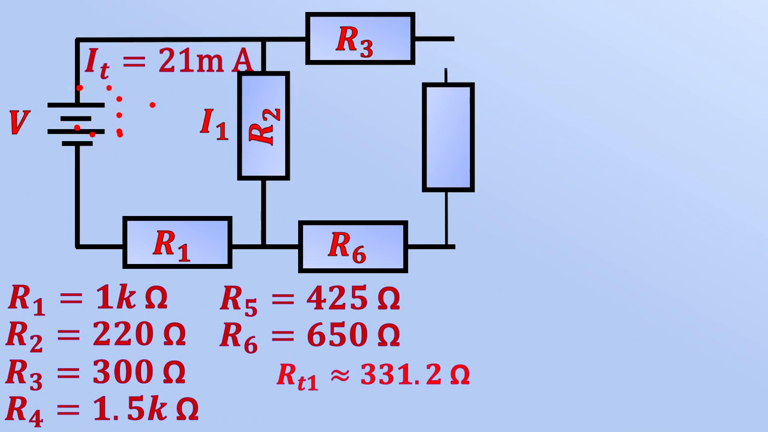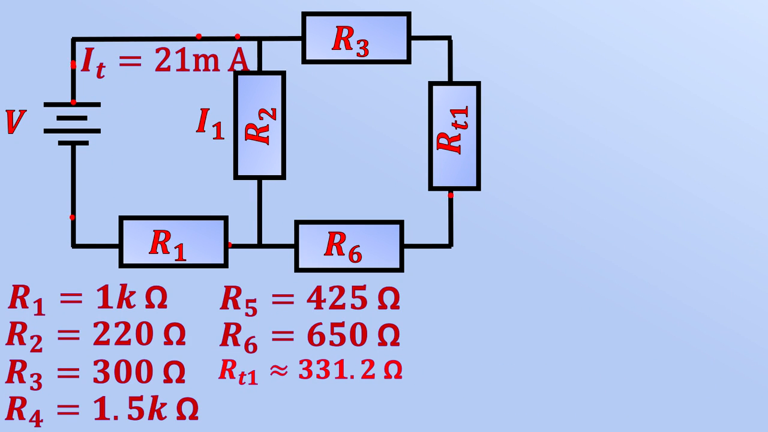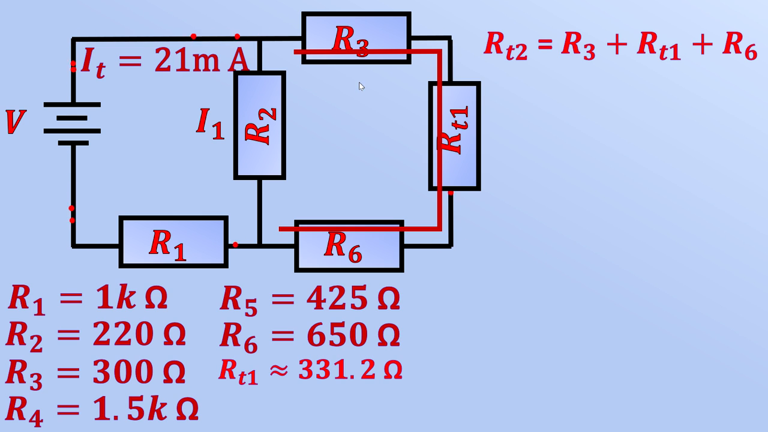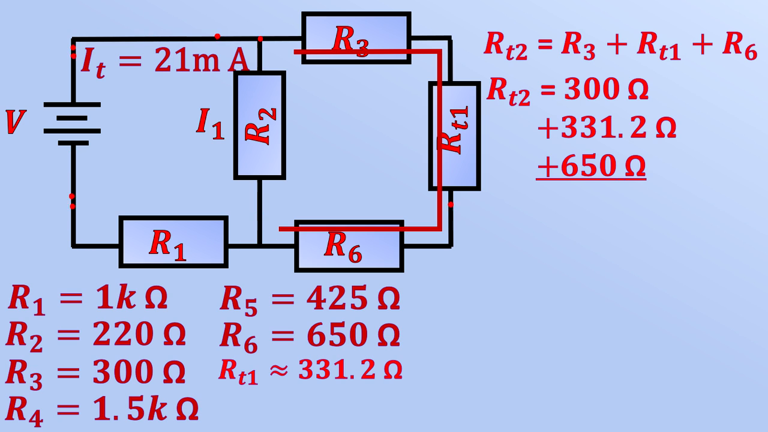So now I can combine those two into one resistor. Now we're going to add my R3, my RT1, and R6 because those are all in series with each other. Okay, there's just one path that goes through all 3 of those. So when I add my 300 plus 331.2 plus 650, I get 981.2 ohms.